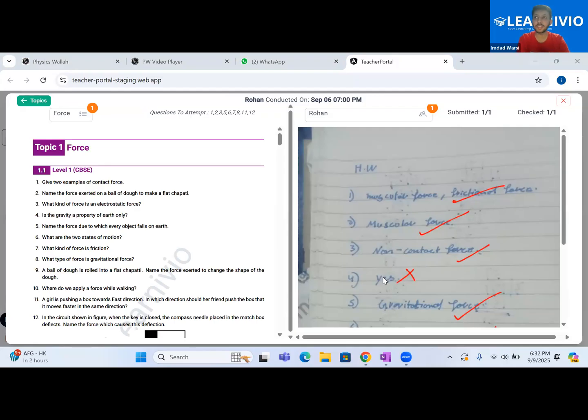Why? Because you must have seen that the planets revolve around the sun. Now, why do planets revolve around the sun? Because there is some sort of gravitational force with which the sun is pulling all the different planets. That is why they are revolving in an orbit. So gravitational force is not just a property of Earth.